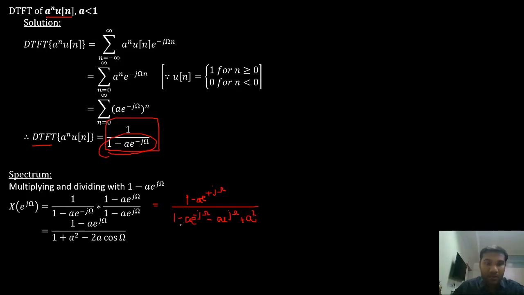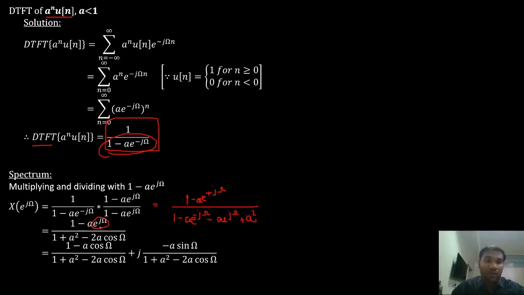These two terms, if I take minus a common, what is left? e power minus j omega plus e power j omega, which is nothing but 2 cos omega. That is why that term became minus 2a cos omega, and I have 1 plus a square also in the denominator, right? Now I can separate the real and imaginary terms. Instead of e power j omega, I am writing cos omega plus j sin omega.